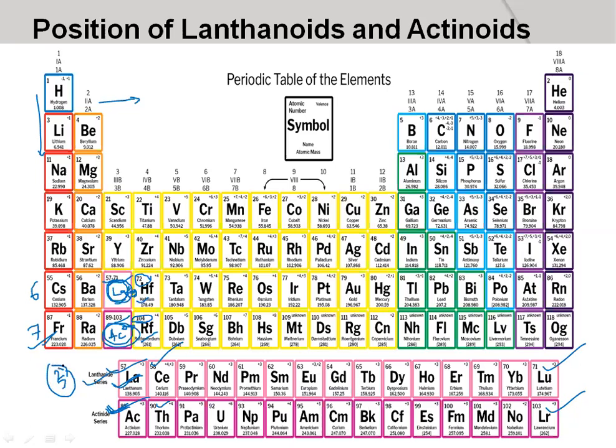Second, they all show similar physical and chemical properties. All the elements present in lanthanide series show similar physical and chemical properties, and all the elements present in actinide series show similar physical and chemical properties. That's why the elements which show similar physical and chemical properties are placed in the same group. Because as you go from group 3 to group 4, 4 to 5, 5 to 6, properties change.